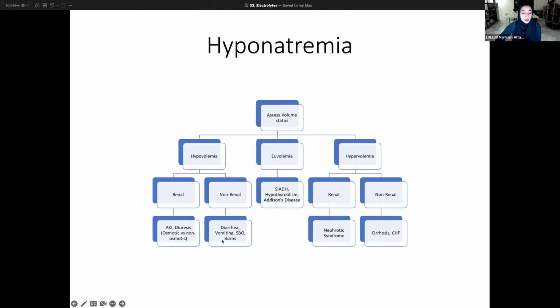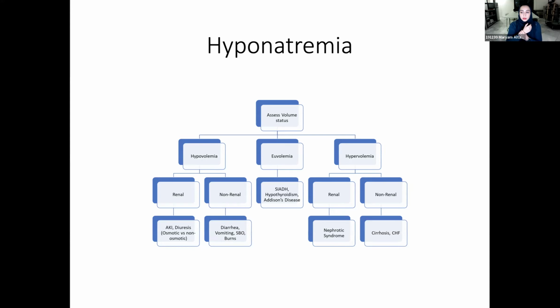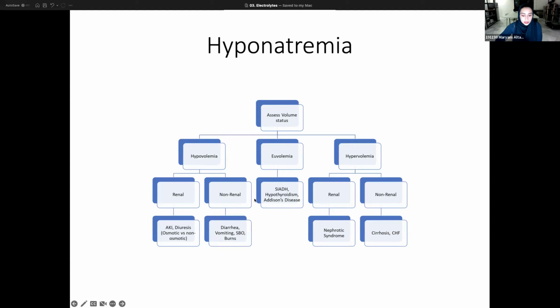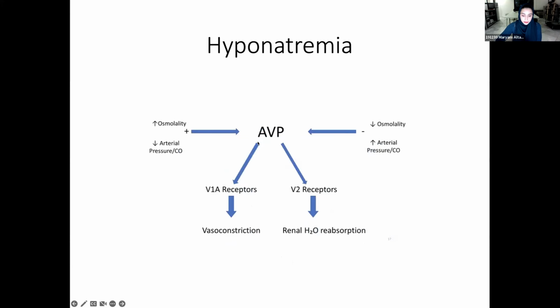Diarrhea, vomiting, burns, because when you have a burn, the outer layer of the skin is unable to keep all the water intact. So you basically are losing a lot of water and electrolytes and whatnot. And SPO as well. Okay, so this is just a general algorithm for looking at it.